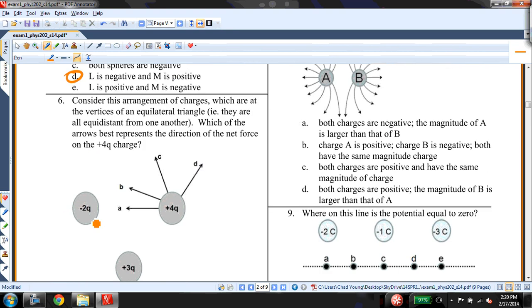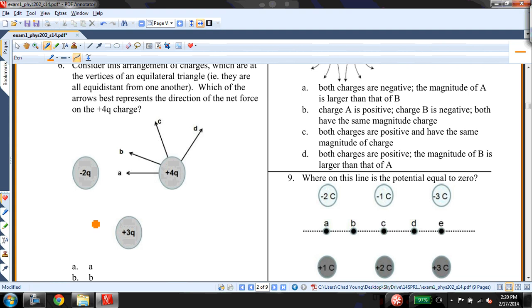B. Consider this arrangement of charges, which are on the vertices of an equilateral triangle. Which of these best represents the direction of the net force? All right, on this 4Q charge, I have 2 forces. I have the force due to this charge, which is going to be attractive in this direction. And then I have the force due to this charge, which is going to be bigger because that's a bigger charge by 50%. So it'll look like that. And so it's neither A nor D because it's the sum of these two vectors. It's going to have to be C because the resultant of those two vectors is going to be closer to the bigger vector. So it'll be right there.